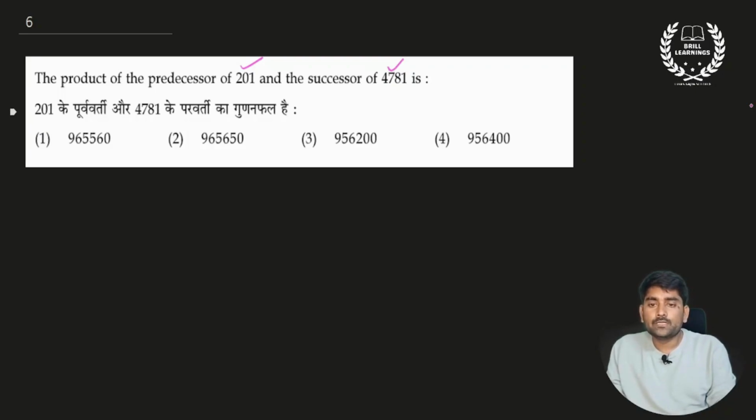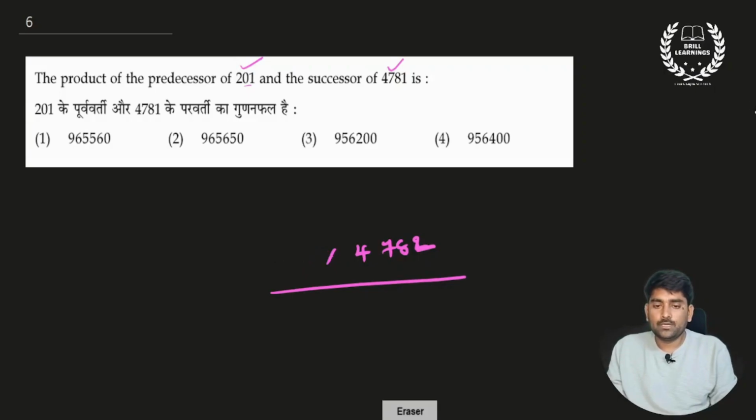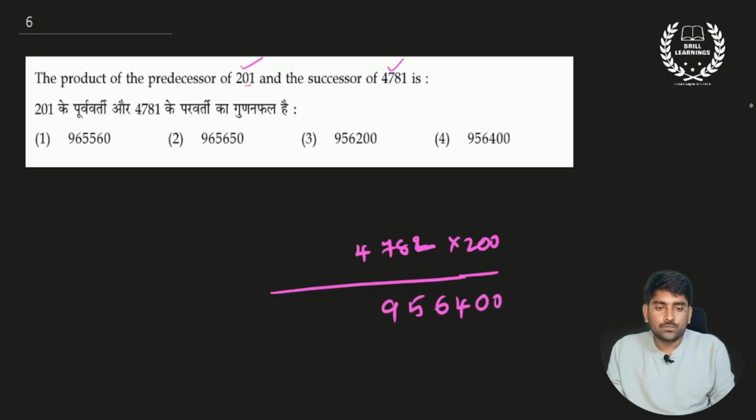So the immediate predecessor of 201, that is 200, and the immediate successor of 4781, that is 4782. So the product of these two. Bring these 200 here, multiply these values. 2 2s are 4, 2 8s are 16, 2 7s are 14, 15, 2 4s are 8 and 9, 0, 0. So 956400. This is our answer. Let's move on to the next question.